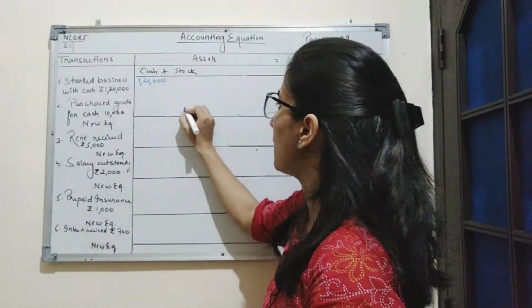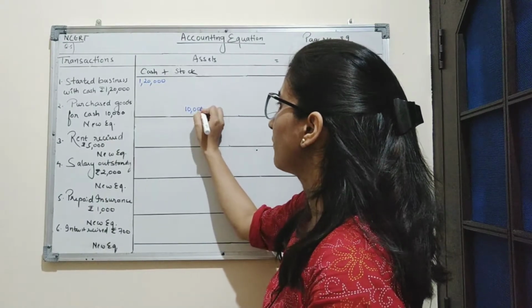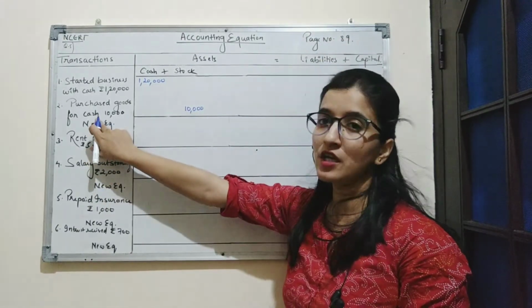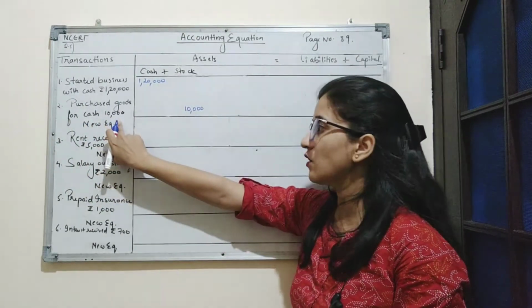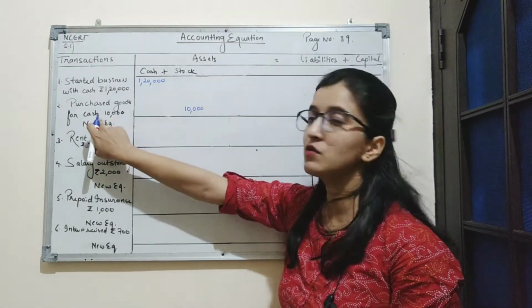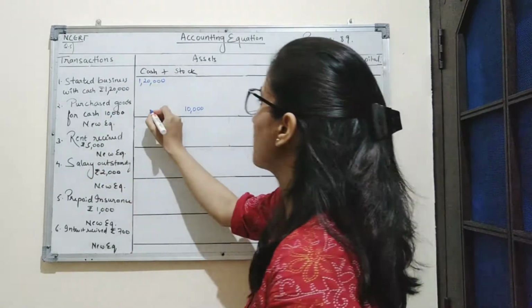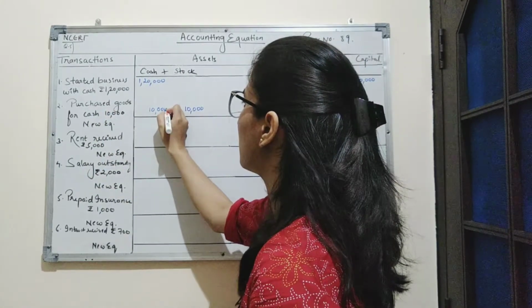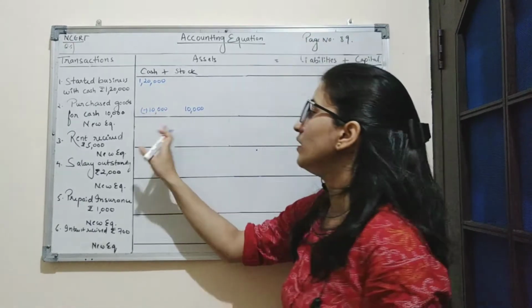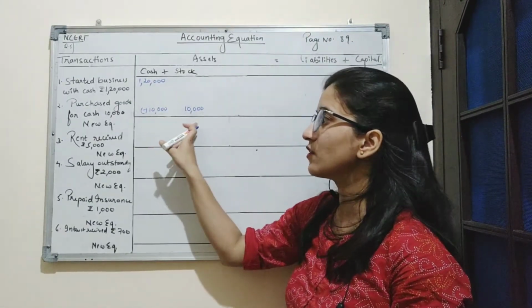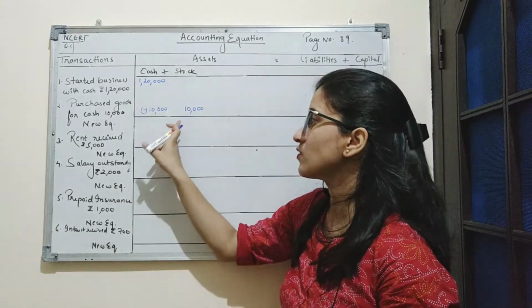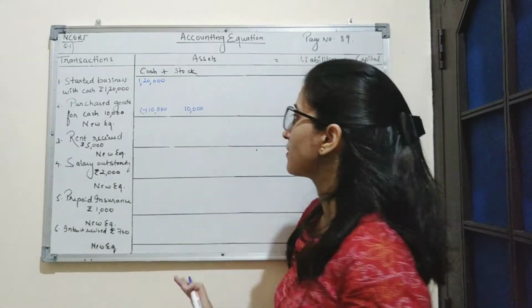So we will mention the amount 10,000 in stock, but it has been purchased for cash. That means there is an outflow of cash of rupees 10,000. So we will reduce the amount of 10,000 from cash column. So here the equation is balanced, as on the asset side one asset is increasing, another is decreasing. So equation here is balanced.